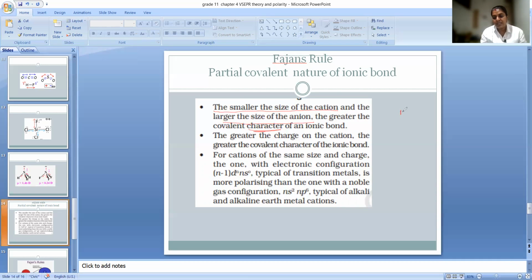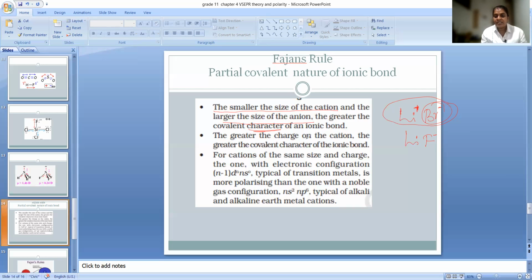If you take lithium, it has a smaller size. And for bromide, the size of the bromide is more compared to fluoride and chloride. So if you take lithium fluoride and lithium bromide, which has more covalent nature? This must have it, because lithium has a smaller size and bromide has a higher size compared to F minus. It's bigger than F minus. That is why it has more partial covalent nature.